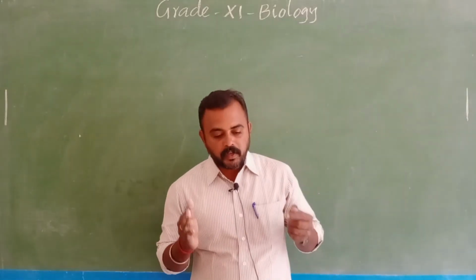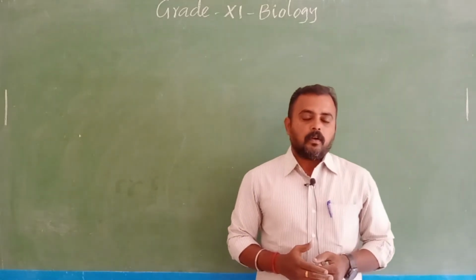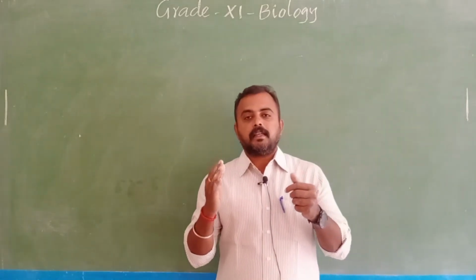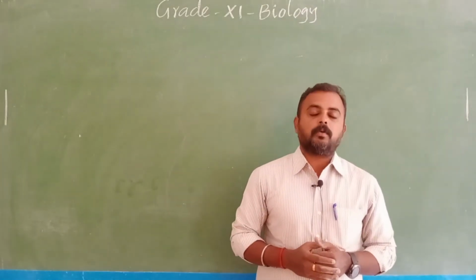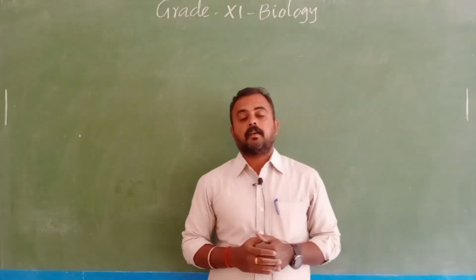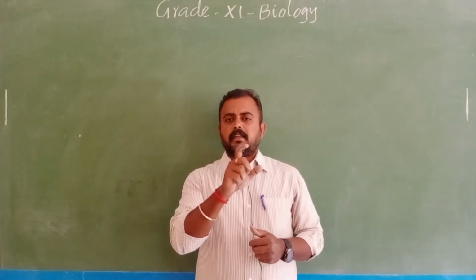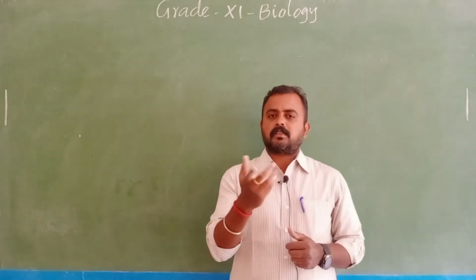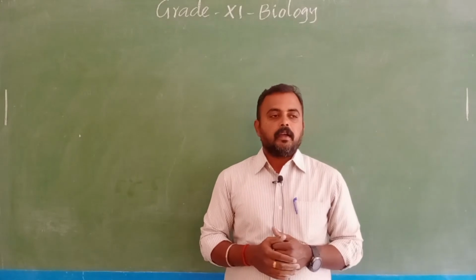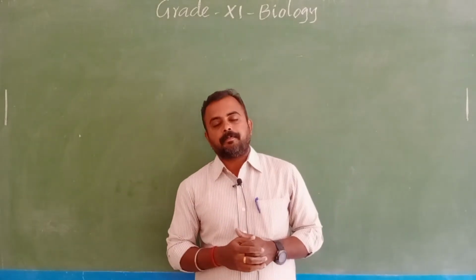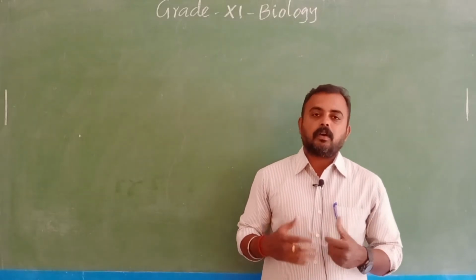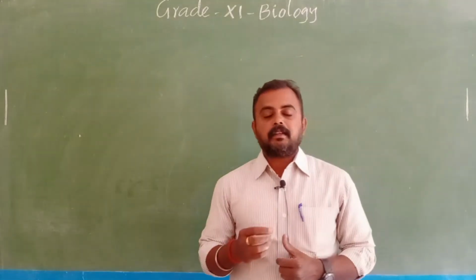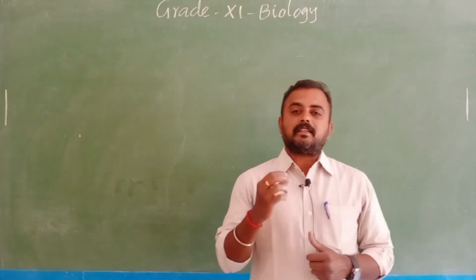So now we know what CNS is, what PNS is, and the structure of the neuron. CNS and PNS mean central nervous system and peripheral nervous system, I told you already. We also know how the conduction of impulse happens. Next we are going to see the central nervous system in detail.